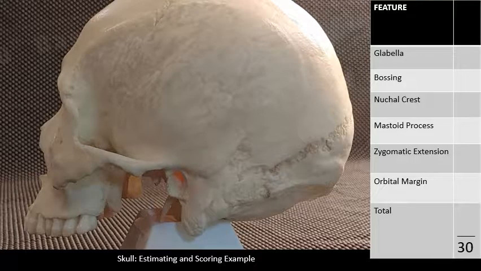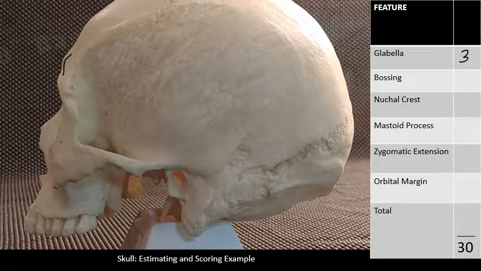All right, so looking at another individual here. Let's run through these. The glabella. Okay, so the glabella right in this region. It's there. It's not really huge. My glabella is much larger. I'm going to say that that is about a 3.